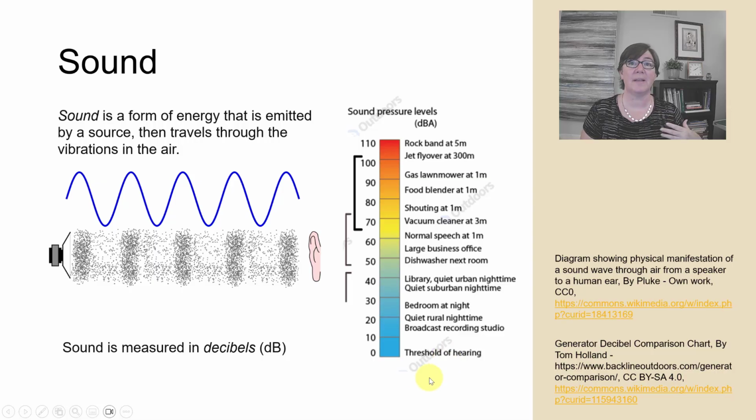And so those decibels can range all the way from a quiet bedroom in like the 20 decibel range, normal speech up to 50 and 60 decibels. We've got shouting up here at 80 decibels, and we've got a lawnmower up here closer to 100 decibels.